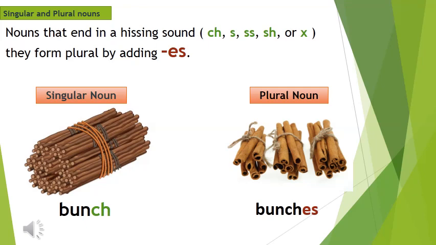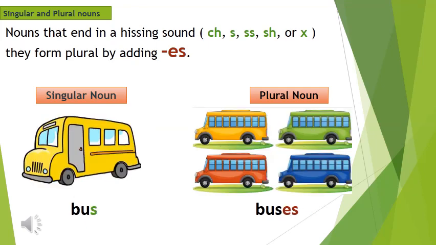Let's look at the first example. First example is of bunch. It ends with ch. So we will add es at the end to change it into plural form. So it will become bunches. Bus ends with s. So we will add es to change it into plural noun, and it will become buses.